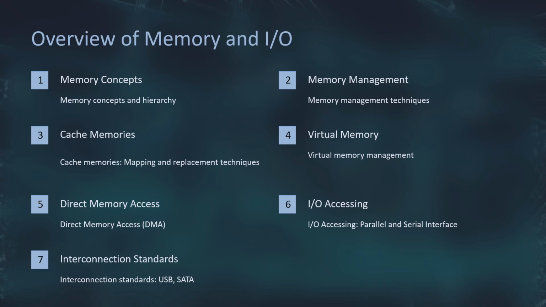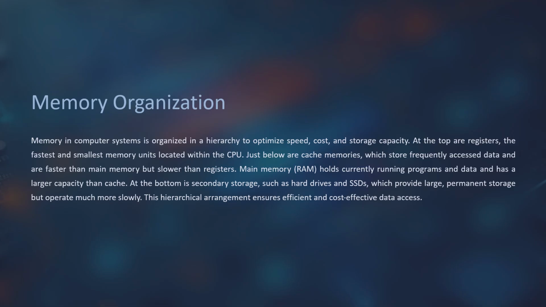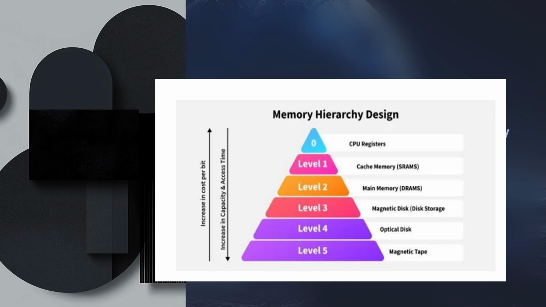These are the memory concepts or hierarchy. Memory in a computer system is organized in a hierarchy to optimize speed, cost, and storage capacity. At the top are the registers, the fastest and smallest memory units located with the CPU. This is the memory hierarchy design: level 0, level 1, level 2, level 3, level 4, and level 5.